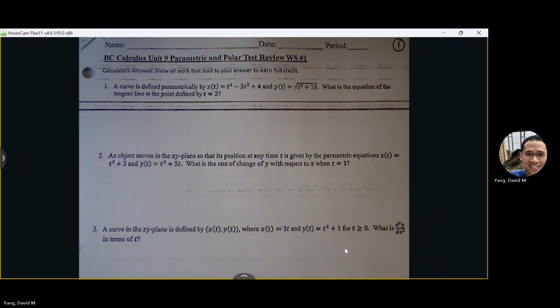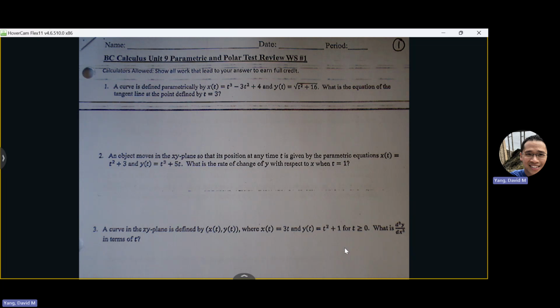Okay, so today we're just going to see how much of worksheet 1 we can get through. So let's start with number 1. A curve is defined parametrically by x of t and y of t. What is the equation of the tangent line to the point defined at t equals 3?